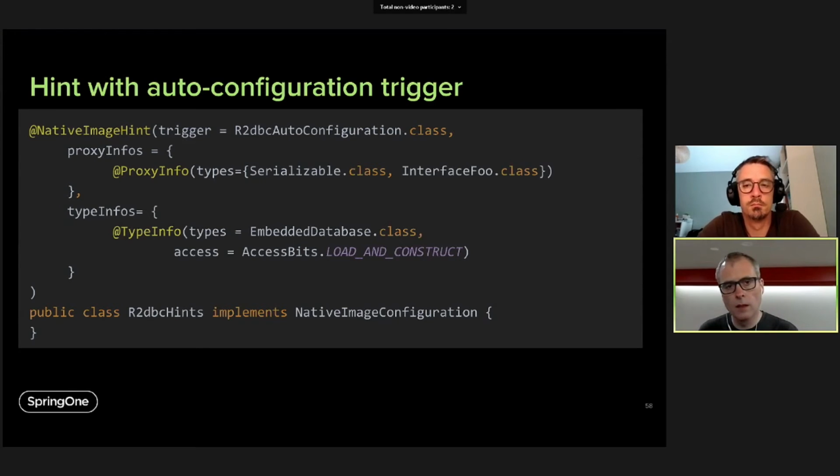You capture these hints on implementations of native image configuration, and then they're pulled together and loaded via a standard Java service loader mechanism. And then in 3 months' time, when we try and work out why on earth embedded database is being included in the image, we can jump in here and say, oh, it's because of R2DBC auto configuration. That is so important, that these are easier to reason about.